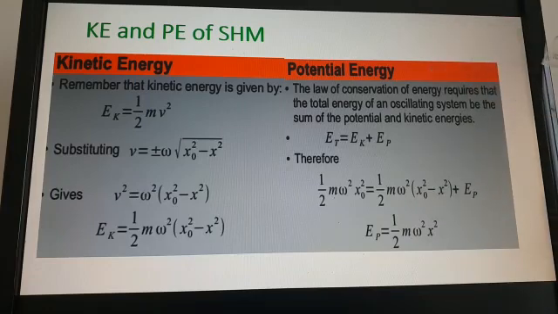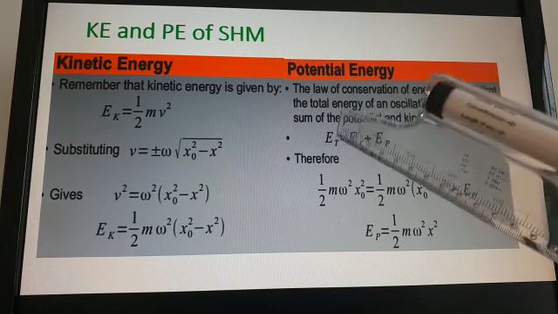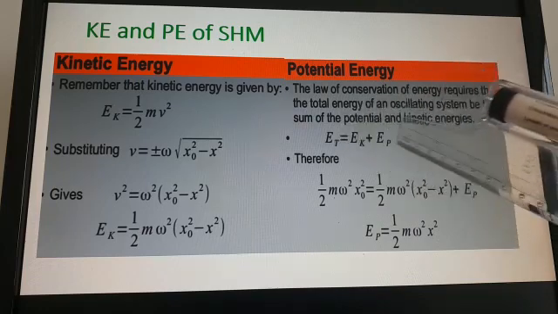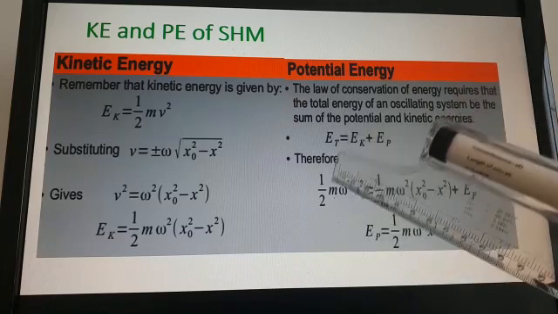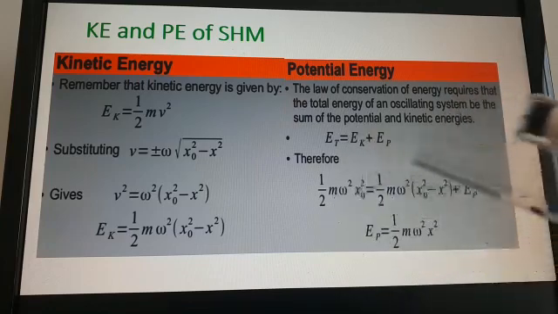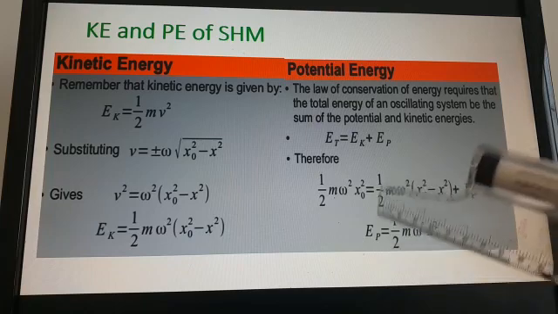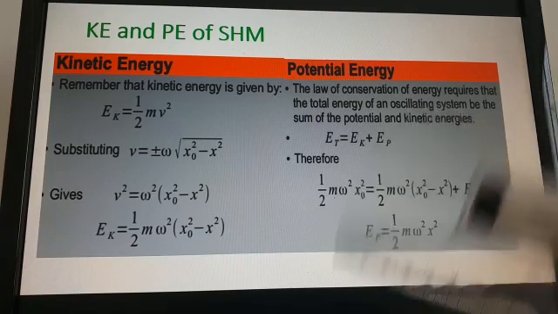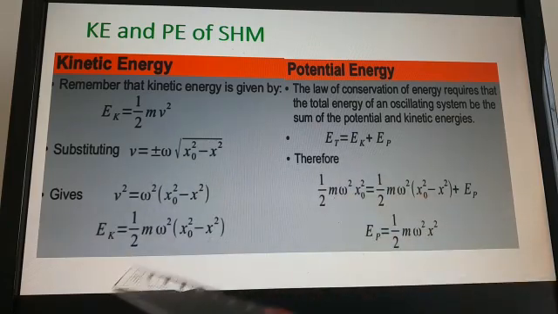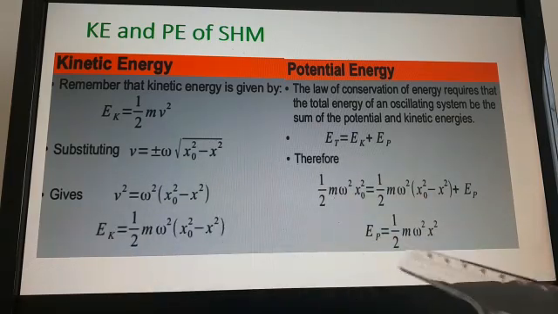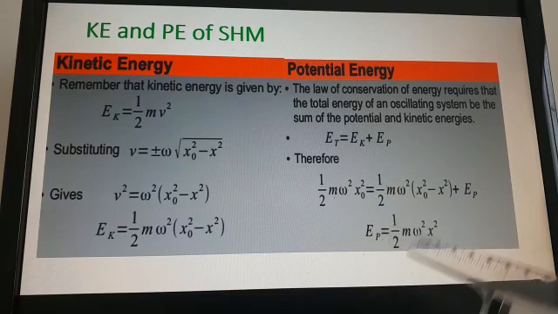Now the law of conservation of energy requires that the total energy of an oscillating system be the sum of the potential and kinetic energy. You know what energy conservation is: energy cannot be created or destroyed, it can be changed from one form to another. So total energy is equal to kinetic energy plus potential energy. The kinetic energy is ½mω²(x0² − x²), and the potential energy is ½mω²x².